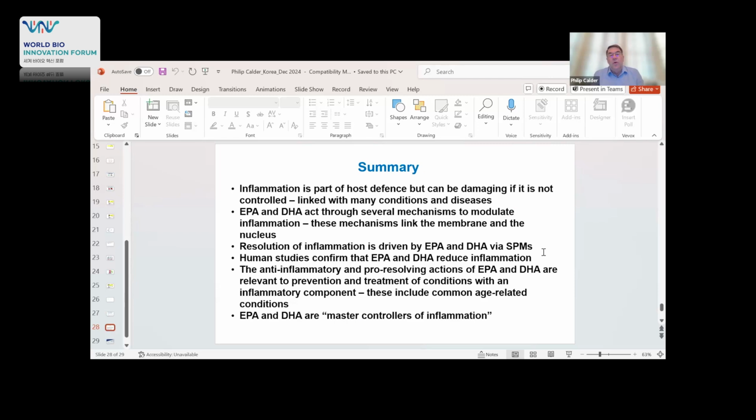Human studies confirm that EPA and DHA reduce inflammation, and I think the anti-inflammatory and pro-resolving actions of EPA and DHA are relevant to the prevention and treatment of conditions with an inflammatory component, and these include the common age-related conditions. And for this reason, I consider EPA and DHA to be the master controllers of inflammation.